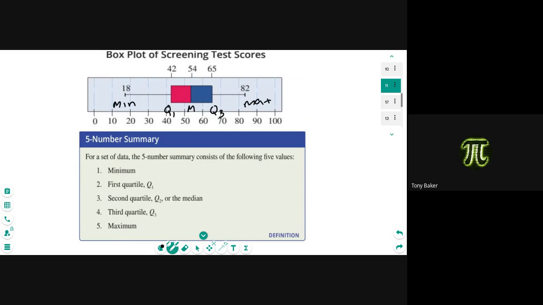So between 18 and 42, I have 10 values. Between 42 and 54, I have 10 values. Between 54 and 65, I have 10 values. And between 65 and 82, I have 10 values.